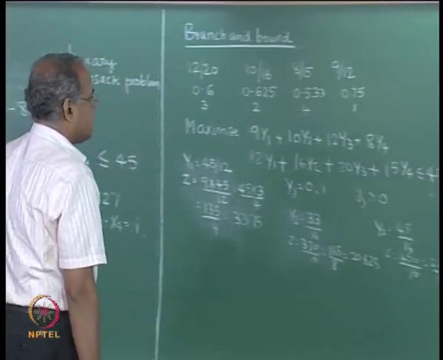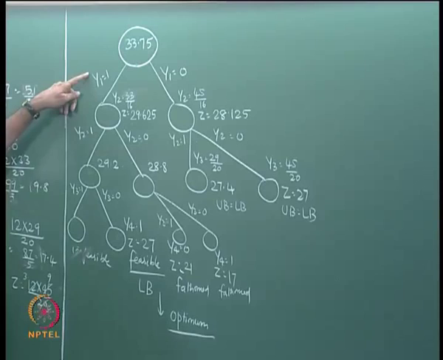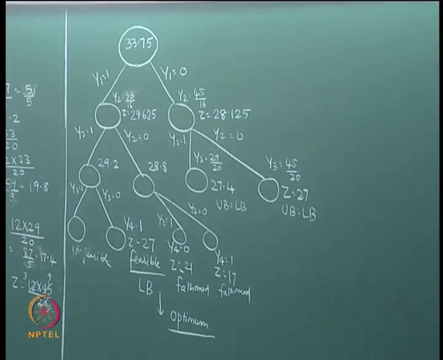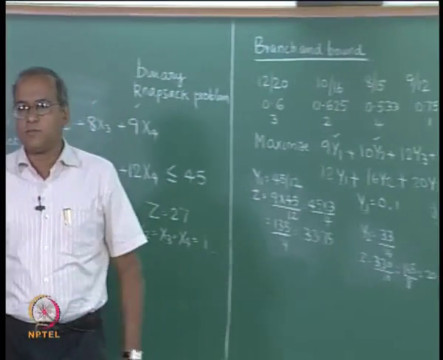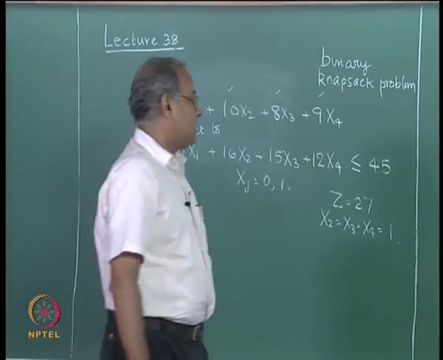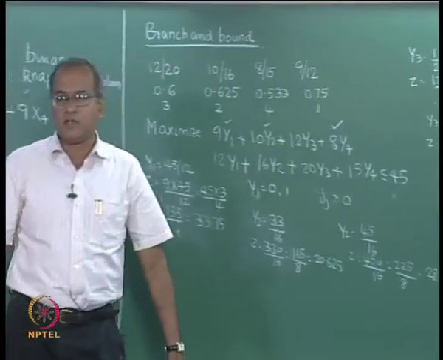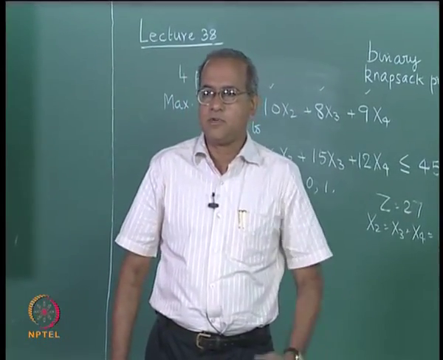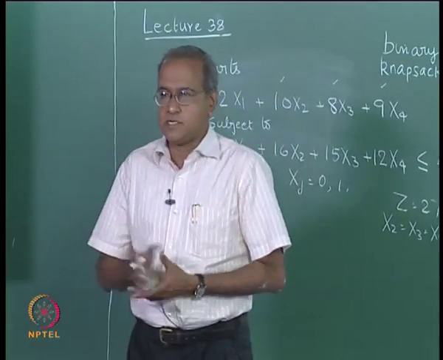So, this gives us a solution with y1 equal to 1, y2 equal to 1, y4 equal to 1 with profit equal to 27. 12 plus 16 is 28, plus 15 is 43 units of time are taken and 2 units of time is not used. This is the same solution that we got when we solved it by integer programming.